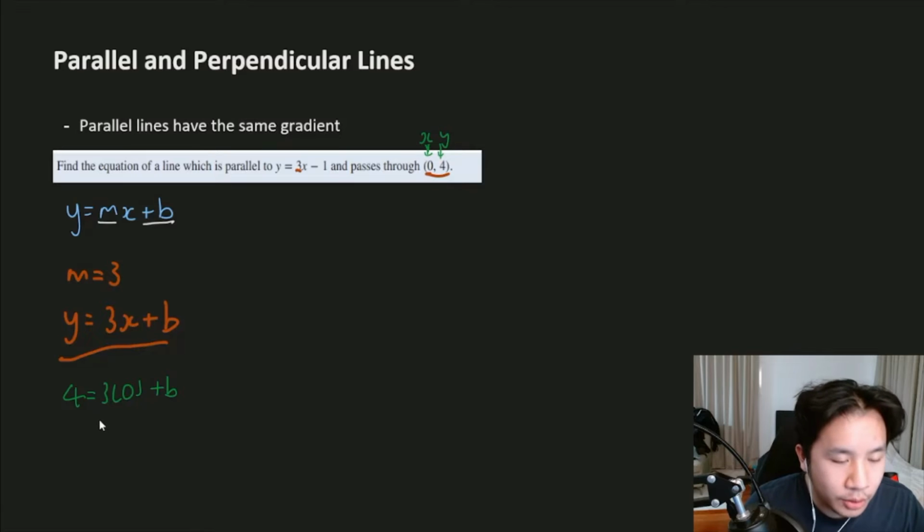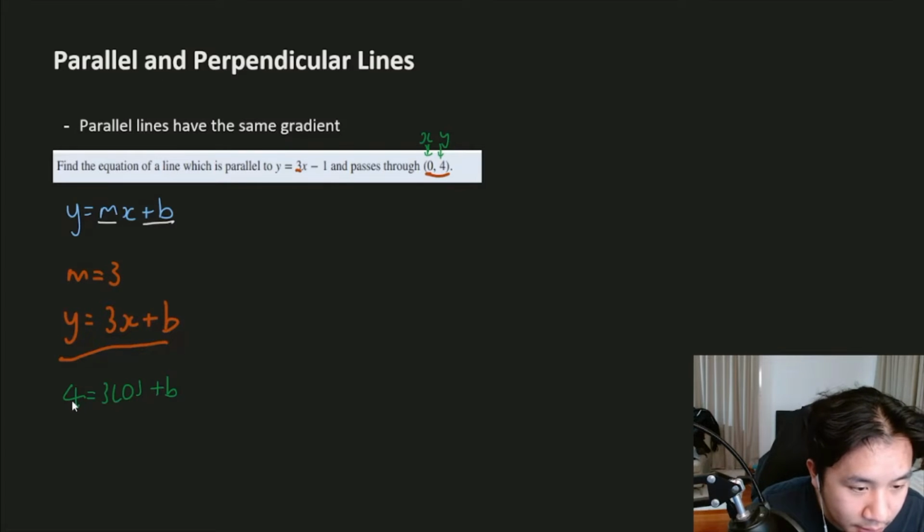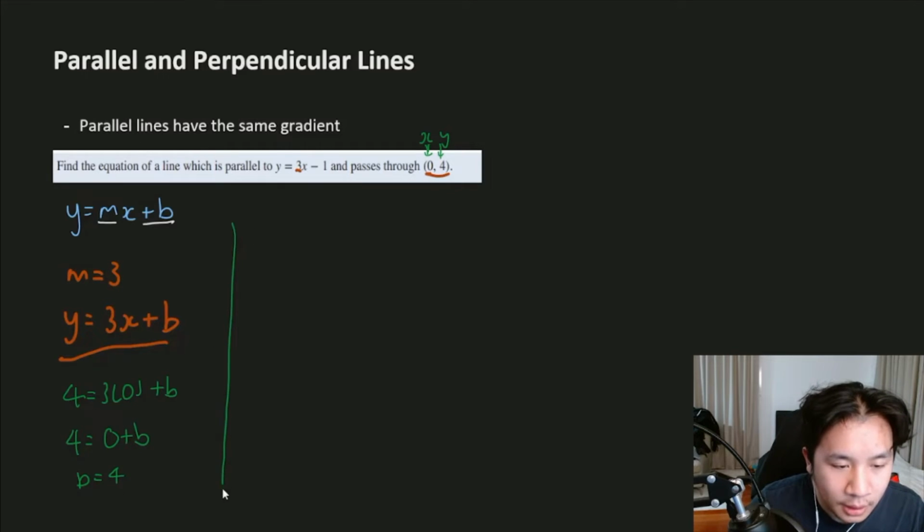What you realize is this is an equation, and it's a very nice equation because here I'm going to be left with 4 equals 3 times 0, that's just 0, plus b. And I know that b is equal to 4. Since I know what b is, I can substitute that back in. So the final answer becomes y equals 3x plus 4.